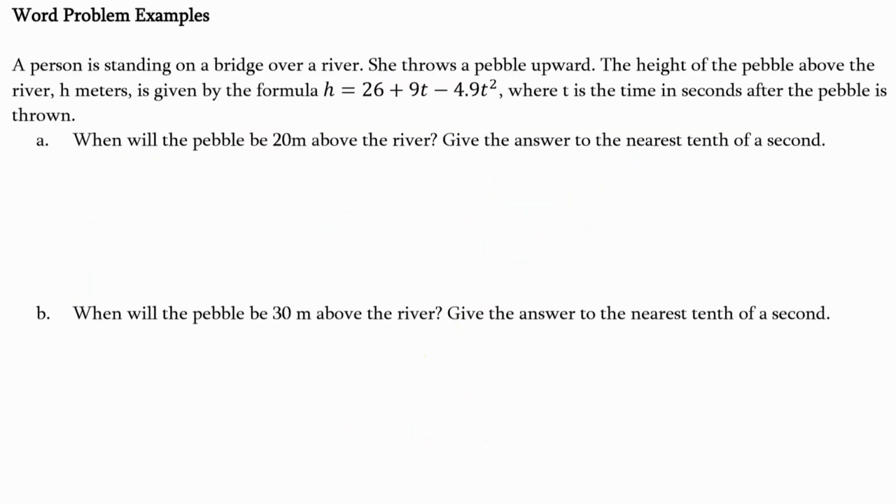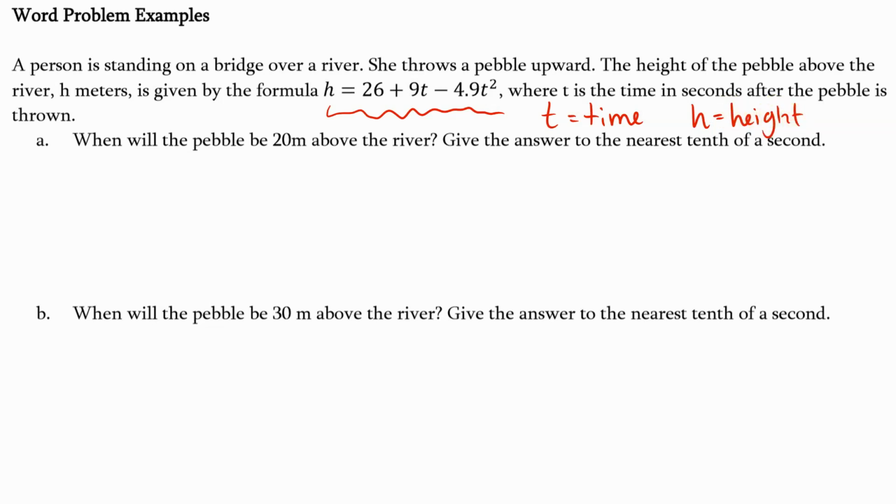We can also do a word problem using a quadratic equation. A person is standing on a bridge over a river. She throws a pebble upward. The height of the pebble above the river is given by this formula, where t is the time and h is the height. So let's write that down: t is equal to time and h is equal to the height.